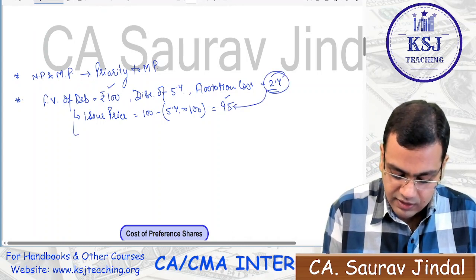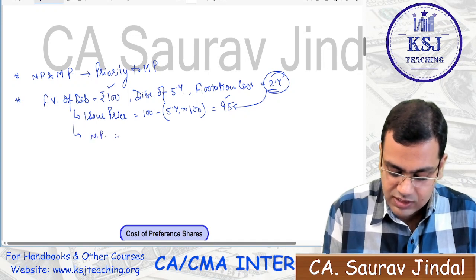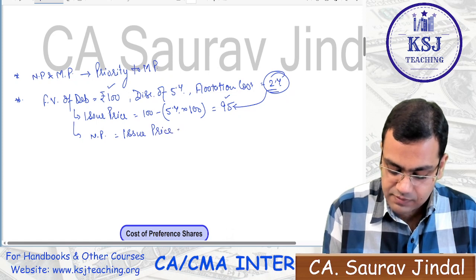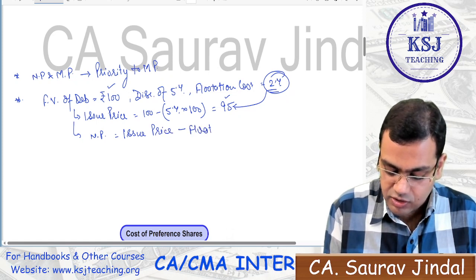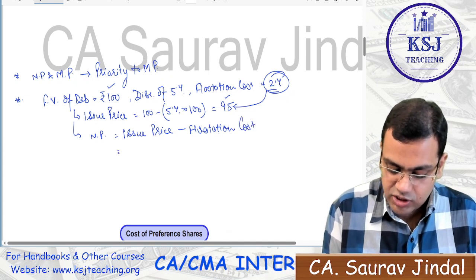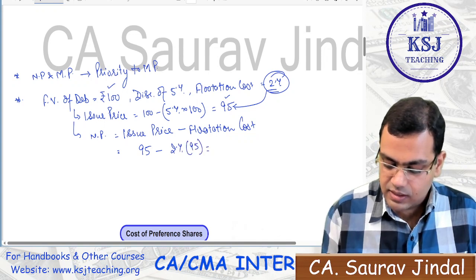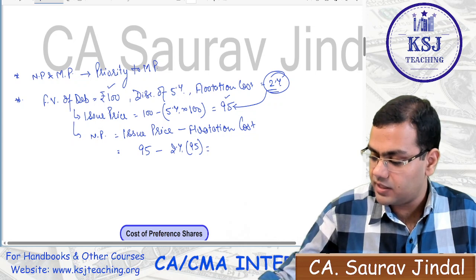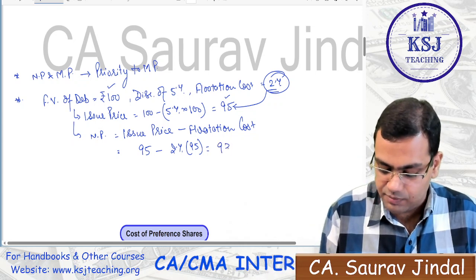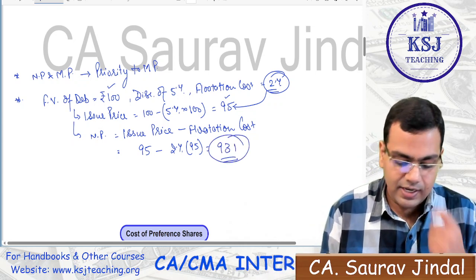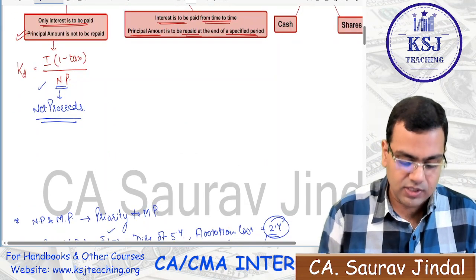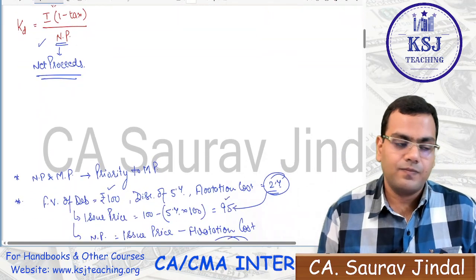From here the net proceeds will be issue price minus flotation cost. Issue price is 95 minus 2% flotation cost on 95 rupees. How much will this be, sir? 95 minus 2% will come to 93.1. This will be the net proceeds that we are going to take here for the purpose of KD. Very important.